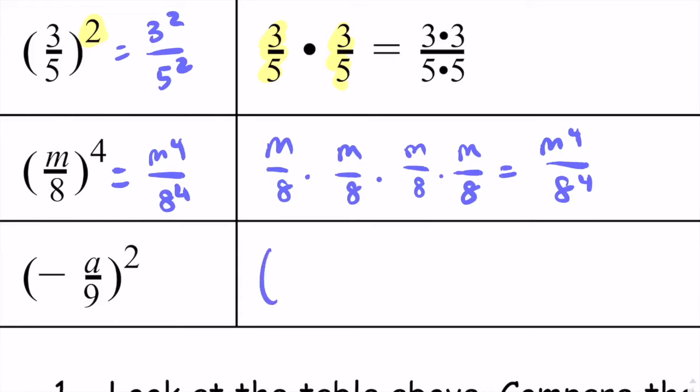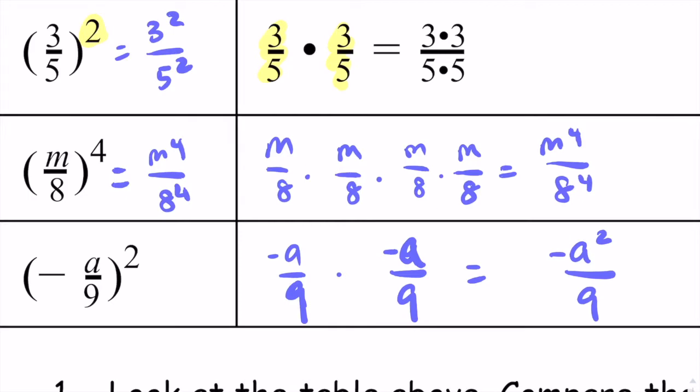The next one I have is negative a over 9, all squared. This is negative a over 9 times negative a over 9. Man, I should have chosen different numbers. If I were to simplify this, how many negative a's do I have? I have 2, so negative a squared over 9 squared.